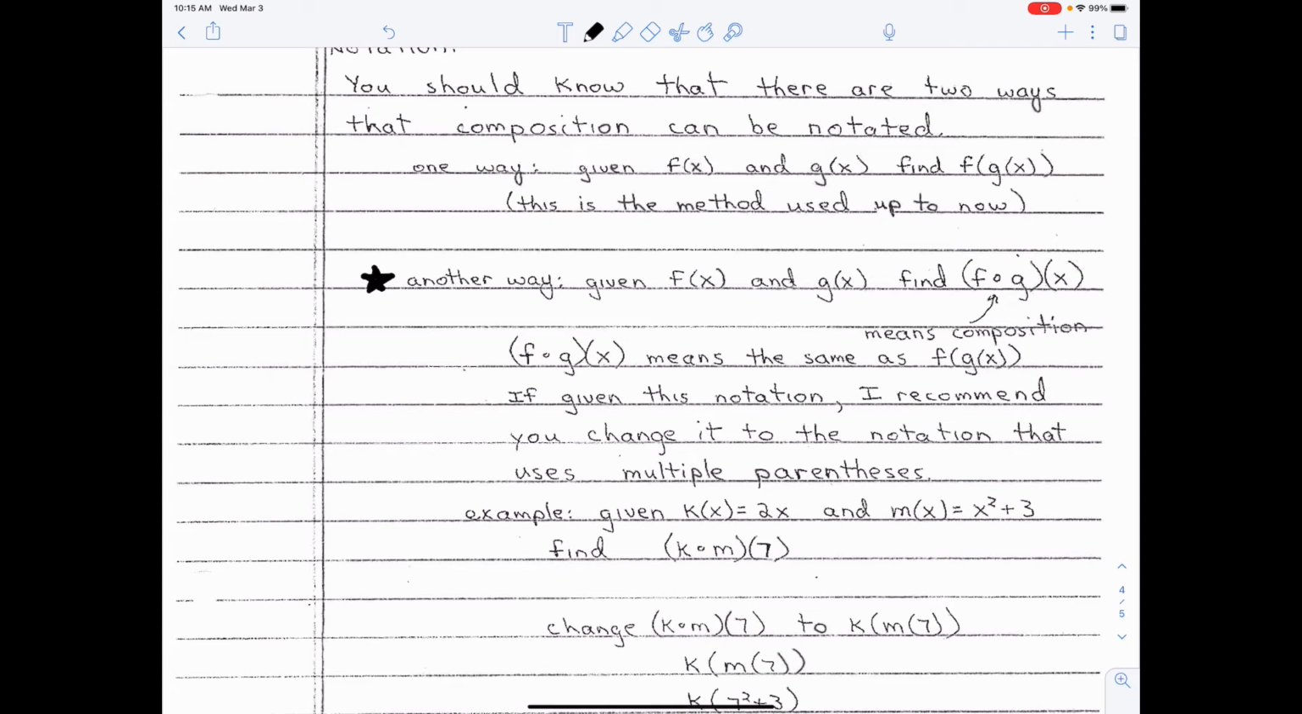It's this open circle. That does not mean multiplication. Multiplication would be a dot, okay? F of g of x means this. So what I suggest you do is if you're given a problem using the notation with the circle, you change it to this, okay?